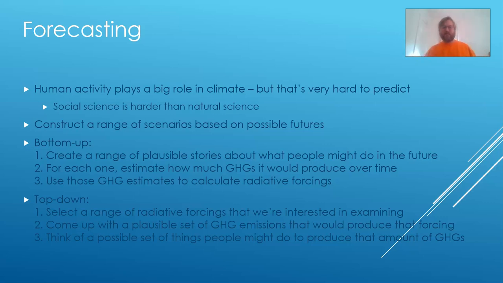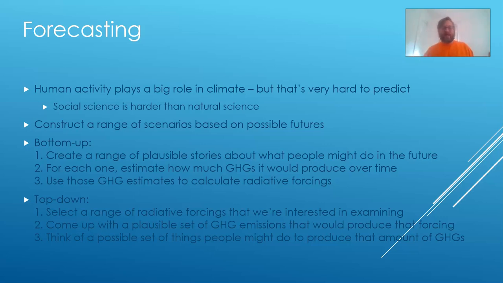Then for each of these stories, we can estimate how much greenhouse gas emissions and how much albedo change that story would lead to, right? What would happen to these human-caused radiative forcings in that scenario? And then once we have those estimates of albedo change and greenhouse gas emissions, then we can convert those into the radiative forcings, the actual change in energy balance of the Earth. And then we can plug that into our models, and it'll tell us what will happen to our climate. So that's a bottom-up scenario where we start by trying to imagine what people might do, and then we build a scenario out of that.